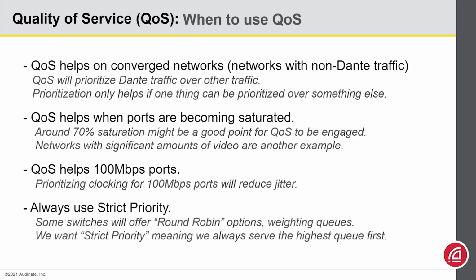Finally, it's worth mentioning that when you set up quality of service, some switches will offer modes. We want to use strict priority. Some switches will offer other options, like round robin that creates a weighted average for different data classes, but we don't want that. We always want the highest priority queue to be served first.